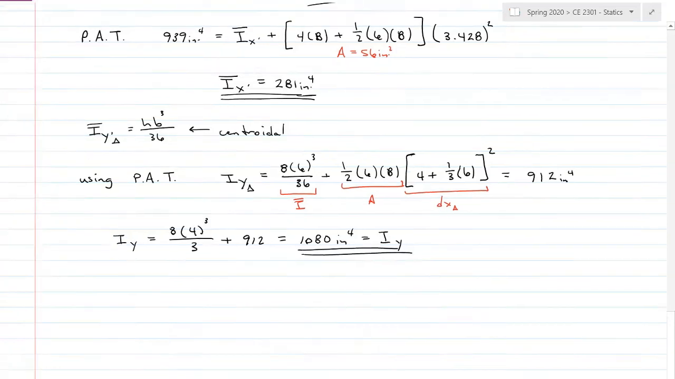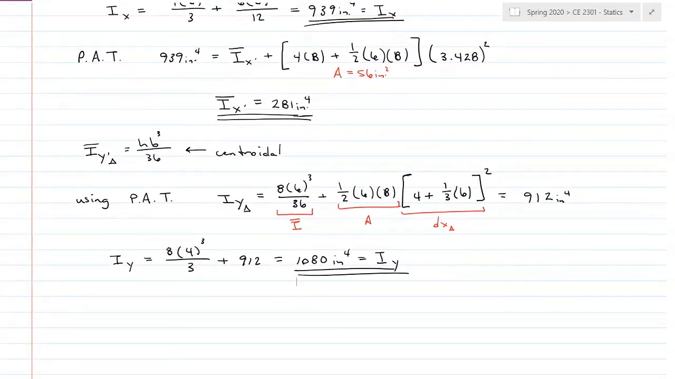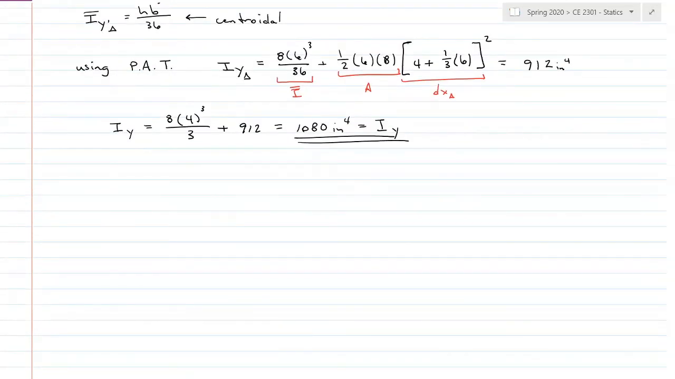Okay? So we needed to use the parallel axis theorem for the right triangle because it was not touching the y-axis. The rectangle was touching the y-axis, so we did not need the parallel axis theorem. Now that I have the composite body's moment of inertia about the y-axis, I can use the parallel axis theorem again to get the centroidal. So Iy is equal to Iy prime bar plus A dx squared.